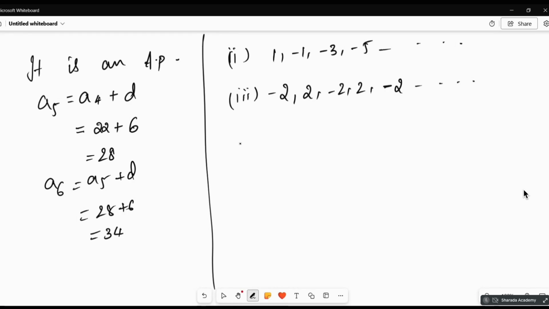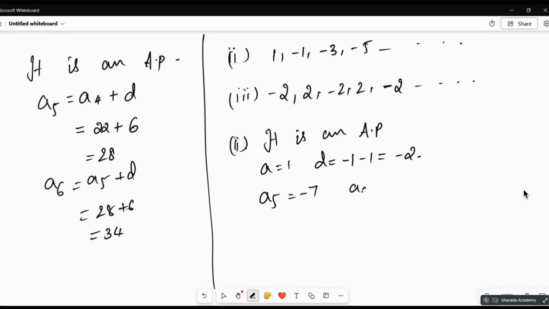So the second one, it is an AP. A is equal to 1, D is equal to minus 2, you will get. So the other two numbers are A5 is minus 5 and A6 is minus 7. The third one, it is not an AP.